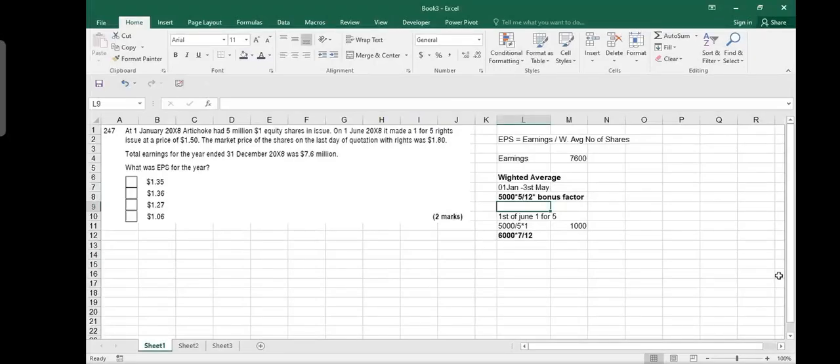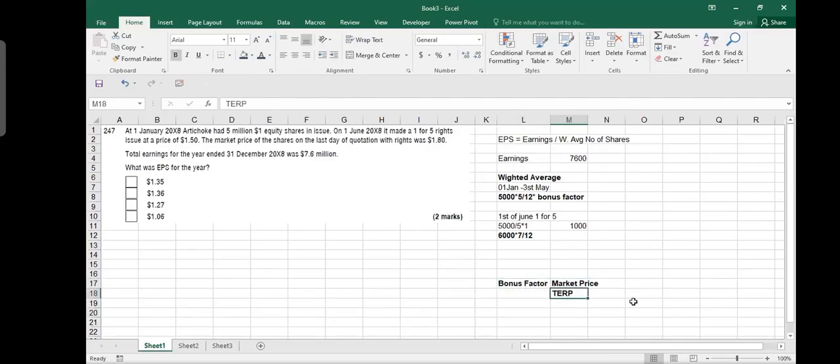You take the number of shares that we issued, plus that should be, no, 6 over 5. No, your bonus factor was market price divided by your TERP price, the theoretical ex-rights price. Now, do you remember what the theoretical ex-rights price was? Theoretical ex-rights price was how much the share price would be after the issue.